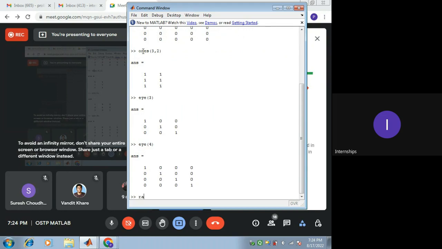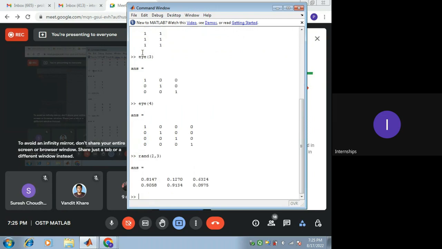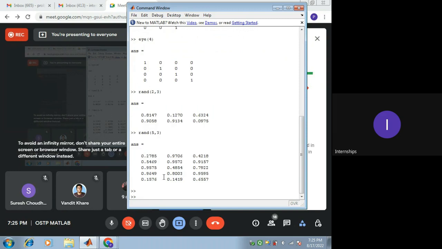If we write down rand of, suppose, 2 comma 3, that means it will form a matrix with dimension row equal to 2, column equal to 3, and each element will be randomly generated numbers. If it was 5 cross 3, all the numbers will come randomly.